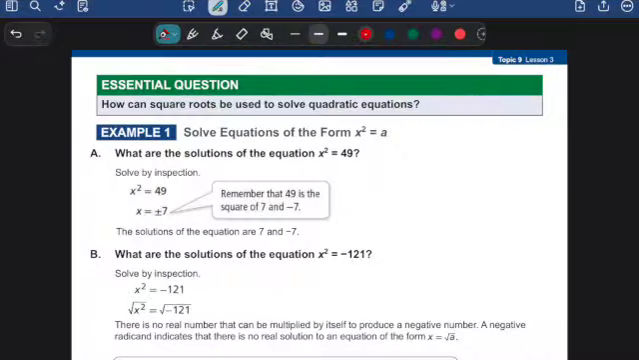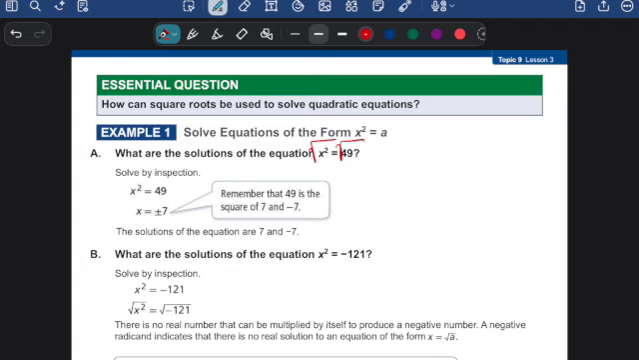How can square roots be used to solve quadratic equations? Well, you might have seen me do this in a previous lesson. Let's review taking the square root and solving roots. If I have x squared equals 49, I know 49 is a perfect square. If I take the square root of both sides, taking the square root of a square will cancel that operation.